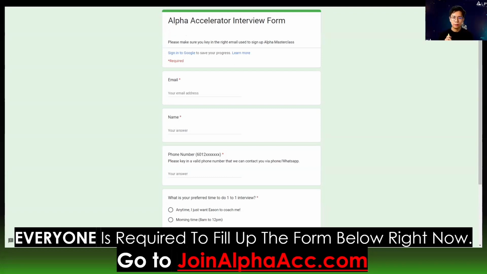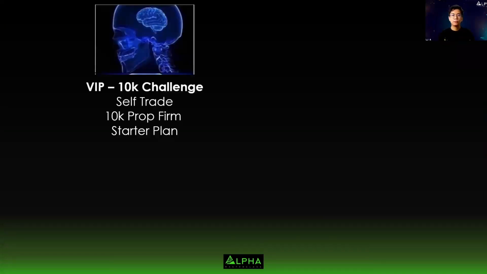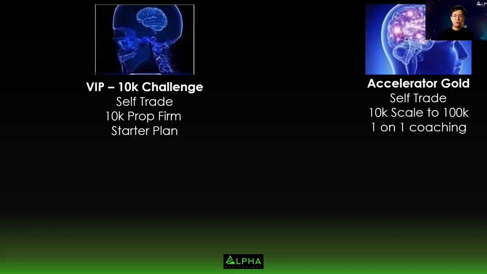Now, before we wrap things up, let me keep it very simple: the difference between VIP and this Accelerator. The VIP 10K challenge is your self-traded account. It's a 10K funded profit account given to you, like a starter plan, to kickstart your own trading first. The Alpha Accelerator Go is also your own self-trades, but you scale from 10K all the way to 100K. VIP is only for 10K, but Alpha Accelerator Go jumps straight to 100K.